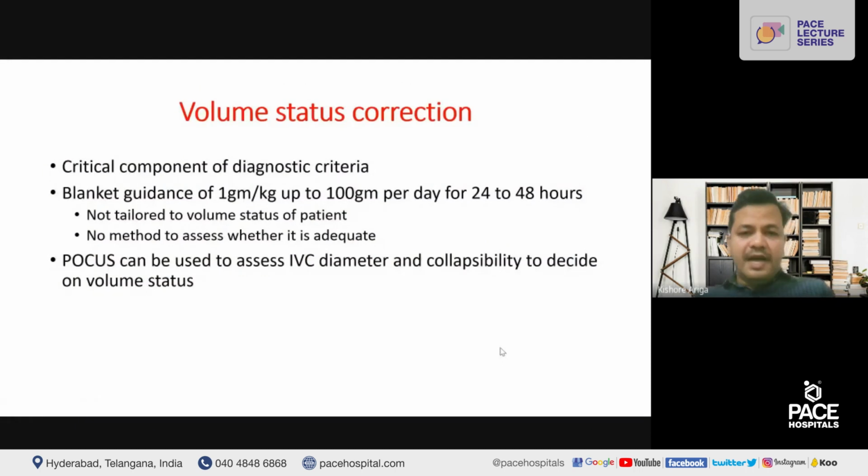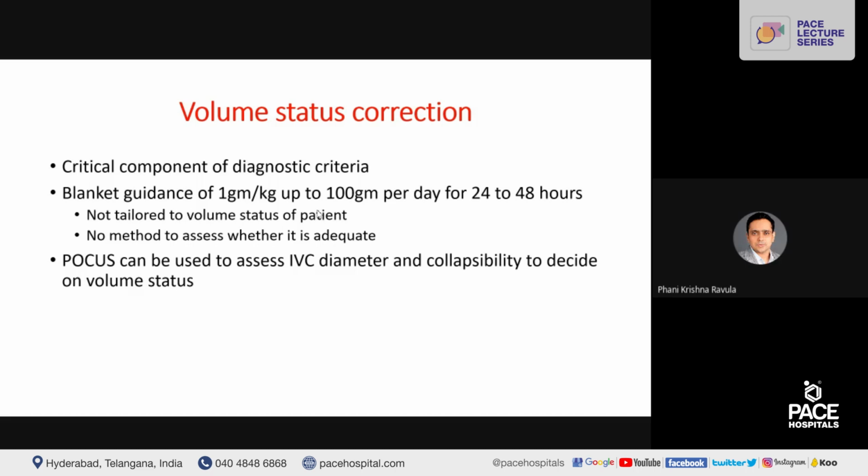So I'll be discussing a few of the components of this diagnostic criteria, their uses, the pitfalls, and how we can improve our diagnostic capability. Coming to the first one, which is the volume status correction. It is a critical component of the diagnostic criteria of HRS1. There is a blanket guidance of 1 gram per kg up to 100 gram per day for 24 to 48 hours.